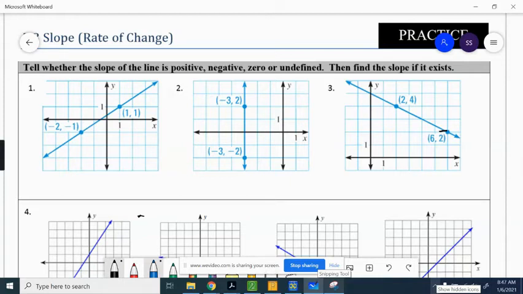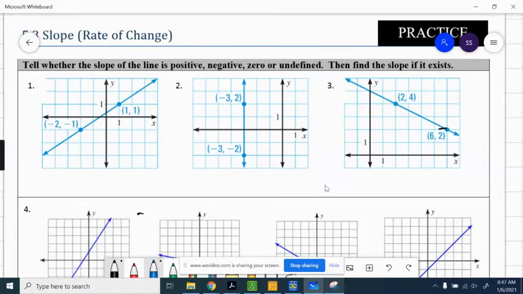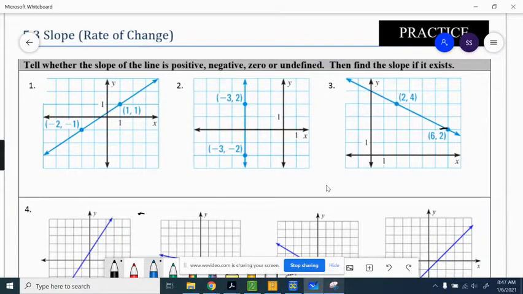Okay, this is the practice problem video for Algebra 1 5.3, slope or rate of change. So the first four problems here, we are just determining if the line is positive, negative, zero, or undefined, and then finding the slope if it does exist. So hopefully we can recognize right away whether or not a line is positive or negative.